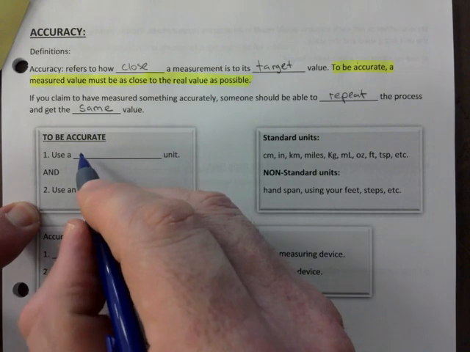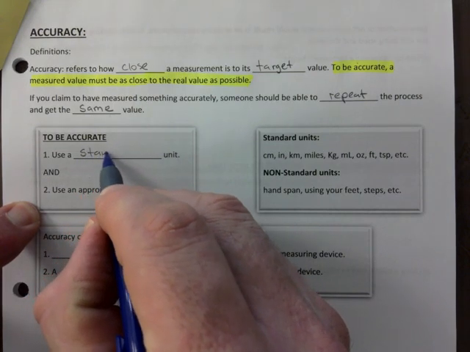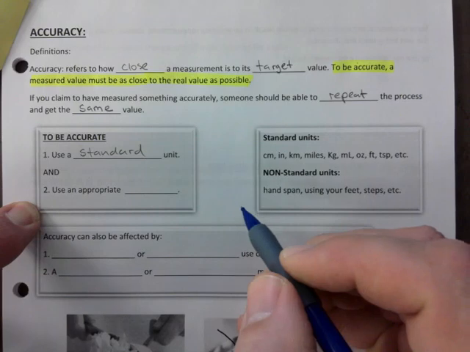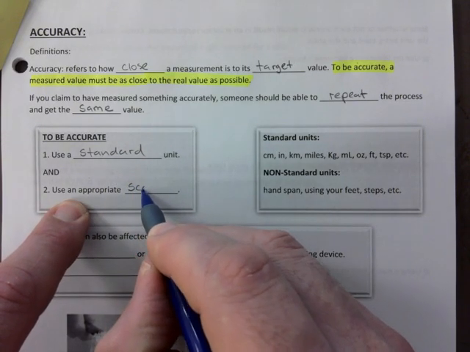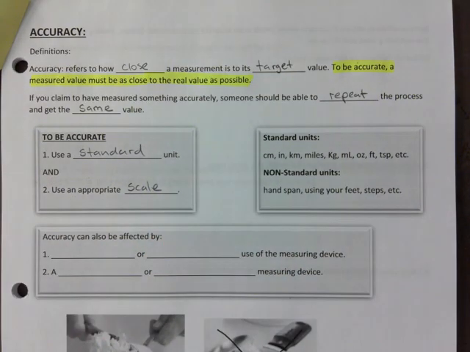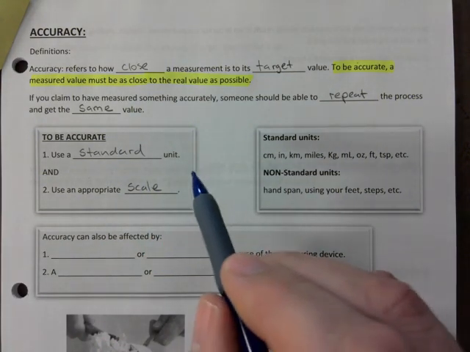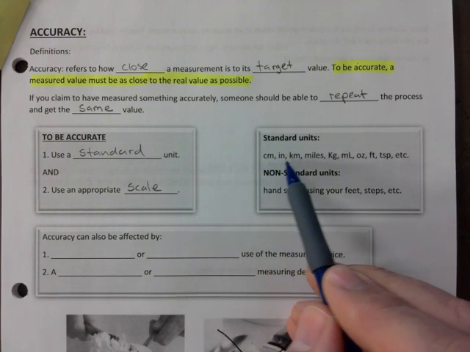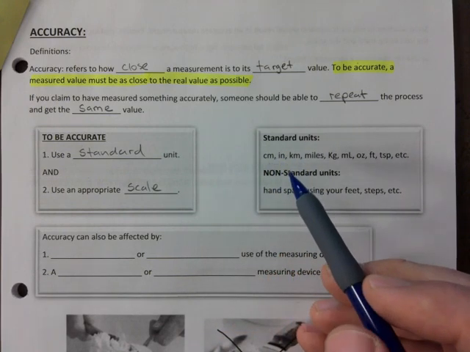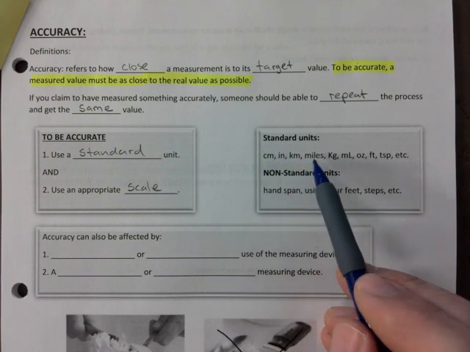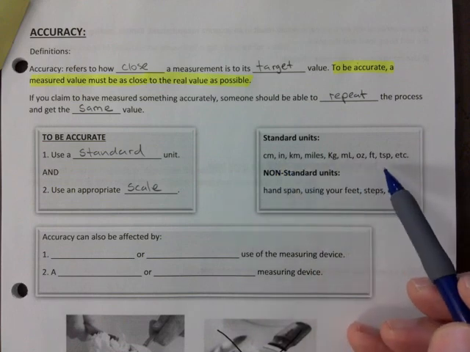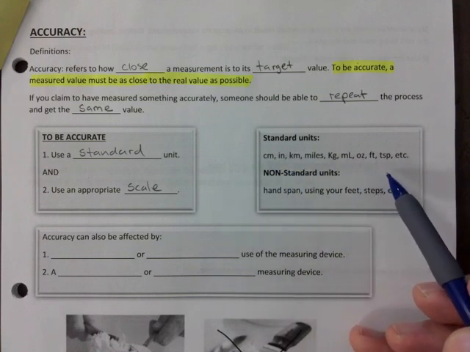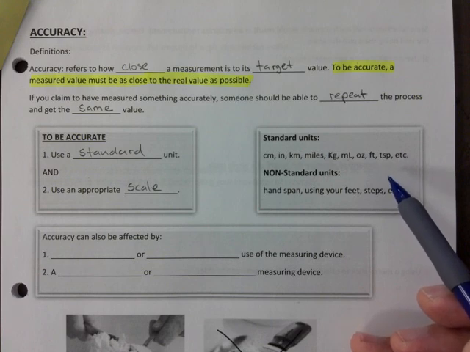We need to use a standard unit and use an appropriate scale. And there are your standard units right here. So anything you recognize in this world that is used to measure something: centimeters, inches, kilometers, miles, kilograms, milliliters, anything. Did you know that stones are also used? It's also a unit of measure. Did you know that? Somebody's weight can be measured in stones.